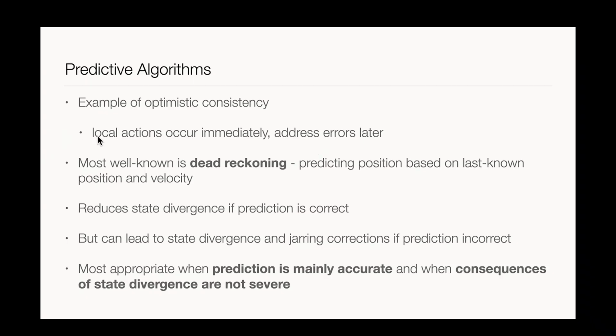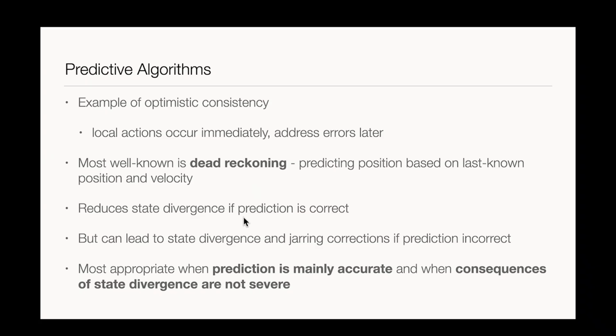So local actions occur immediately. That information gets propagated out into the world at some slower rate than it's actually happening on the client's computer. So the other clients are going to guess at what's happening. Later on, we can try to fix those errors, so we can do the error correction after the fact. Dead reckoning is one of these types of predictive algorithms.